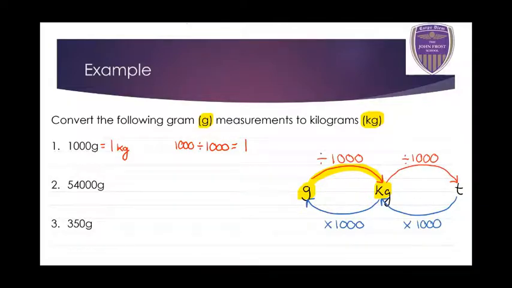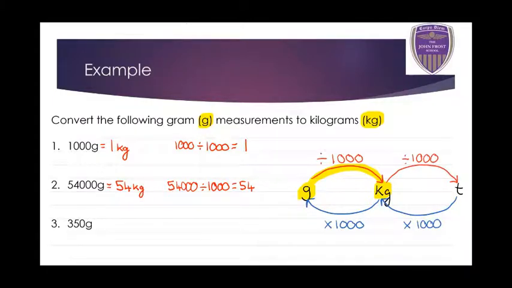Next, we've got 54,000 grams, okay? So 54 and 3 zeros afterwards. How are we going to convert this to kilograms? Well, it's the exact same thing. We do 54,000 divided by 1,000. And all we do is move the decimal point in 3 times. 1, 2, 3. So that's 54. So therefore, 54,000 grams in kilos is 54 kilograms.